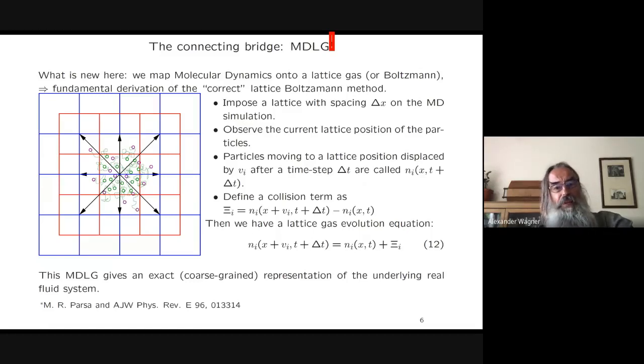Now, here comes the idea. What we can do instead is we can map a molecular dynamics simulation onto a lattice gas. And this may sound like a crazy idea, but think of this as a way of obtaining the ground truth for what a lattice gas ought to look like, or if you then take your averaging of this, what a lattice Boltzmann simulation ought to look like to actually recover the same physics as that was given by your MD simulation.